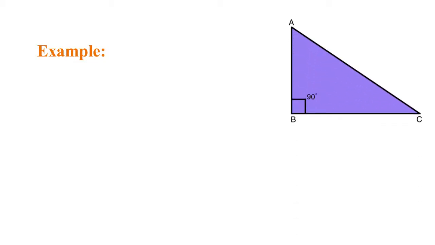Let's see the example. The theorem states that in a right angle triangle, the square of the hypotenuse is equal to the sum of the squares of the other two sides. Look at the picture. ABC is a right angle triangle, side 1 is 5 cm, side 2 is 12 cm, and the hypotenuse is 13 cm. Here use the Pythagoras formula.